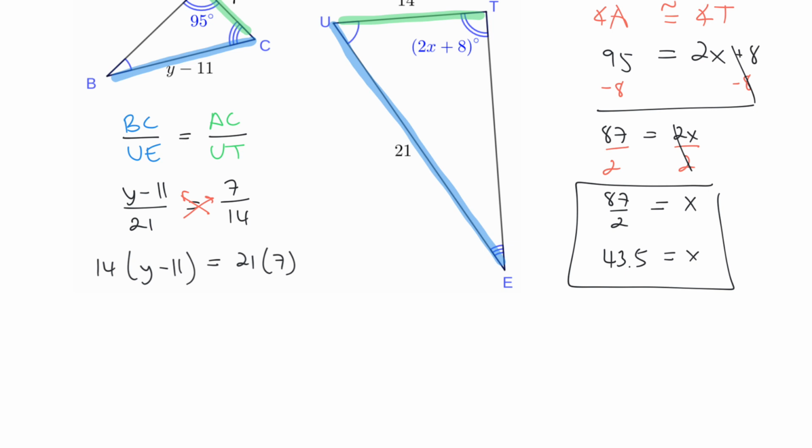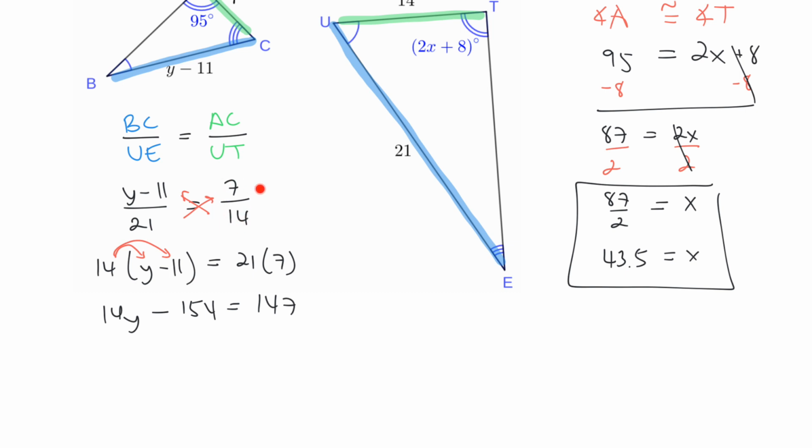So because we are multiplying 14 with y minus 11 and all of it, we need to distribute the 14 here. 14 times y just becomes 14y, minus 14 times 11 is 154, which is going to be equal to 21 times 7, which is 147.